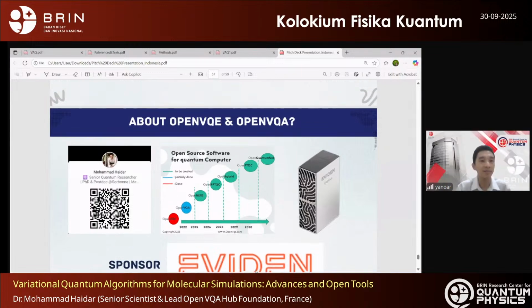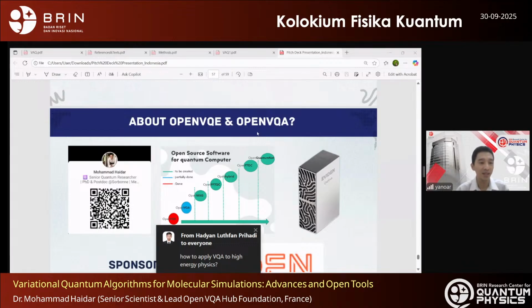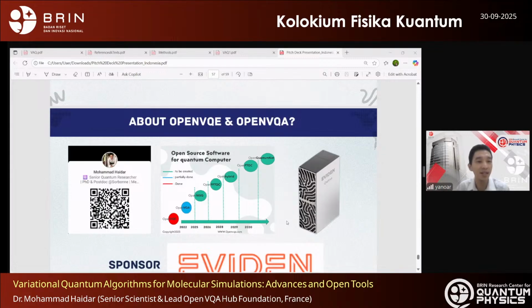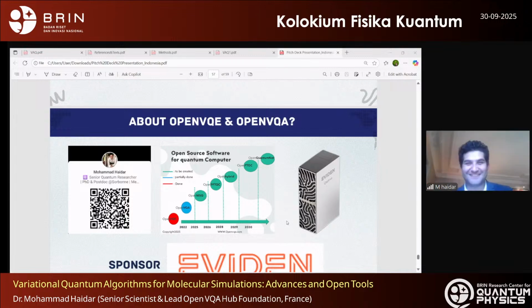Thanks, Haidar, for the presentation. Dr. Haidar just now talked about the current state-of-the-art variational quantum algorithms for molecular simulations. In the end, he also discussed the open source packages. There are many young scientists here, Haidar, so who knows? There may be collaboration in the future.